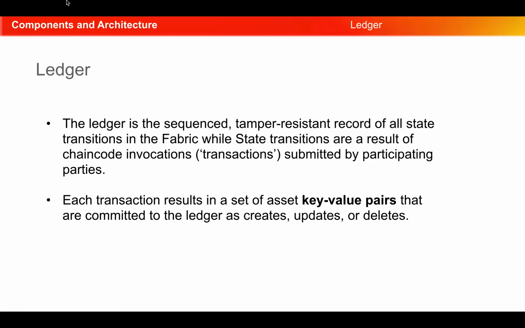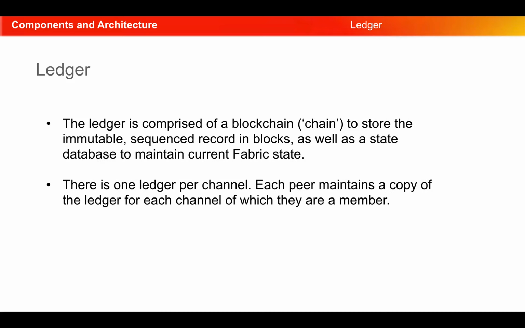The ledger is a sequenced, tamper-resistant record of all the state transitions in the fabric, while state transitions are a result of chaincode invocations, or chaincode transactions, submitted by participating parties. Each transaction results in a set of assets, which are key-value pairs that are committed to the ledger as the create, update, and delete transactions go on. So the ledger comprises a blockchain to store an immutable sequenced record in blocks, as well as a state database to maintain the current fabric state.